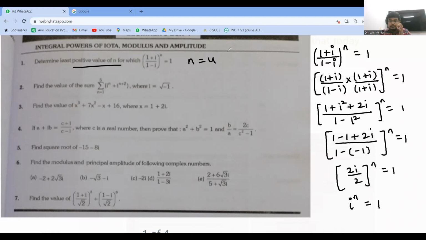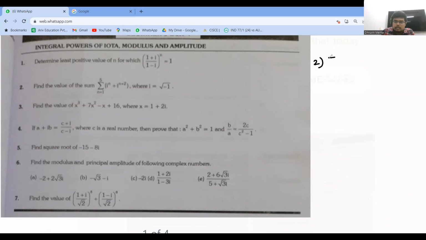Done? Shall we take the next one? Yeah, sure. The second one. Summation n is equal to 1 to 5 of i raised to n plus i raised to n plus 2. Tell me Arush, how will you solve this?